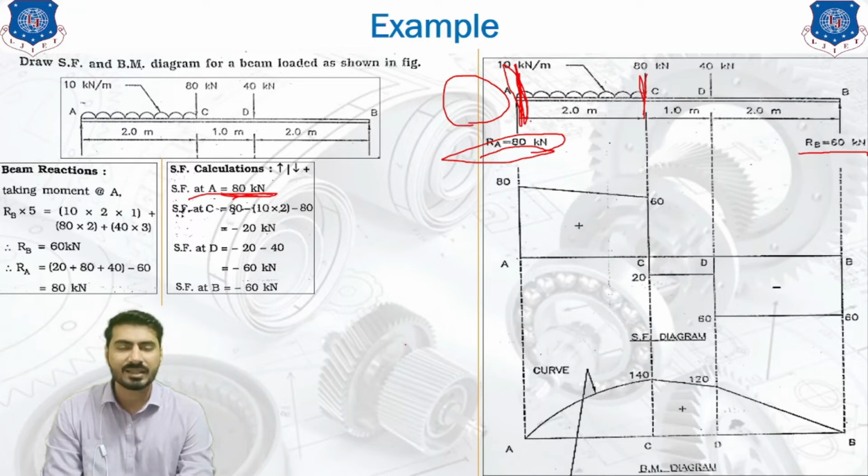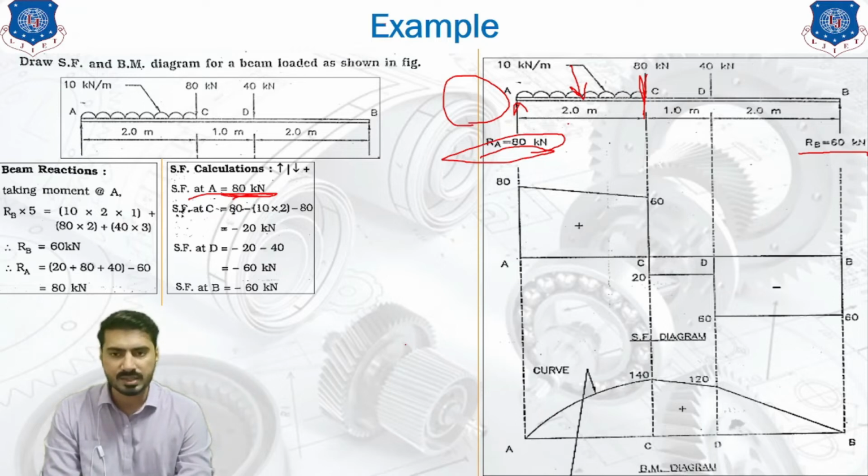Moving forward, at point C, we are going to take one imaginary section. On the left hand side, there are two forces acting on the beam. The first one is RA and the second one is the UDL that you can see over here. RA is going in the upward direction, but the UDL is always acting in the downward direction. So both the forces are in opposite directions. We are going to take the algebraic sum of both the forces. According to our sign convention, on the left side, upward direction is taken as positive. So the upward force is 80 kilonewton and the UDL is downward, that's why it is taken as negative.